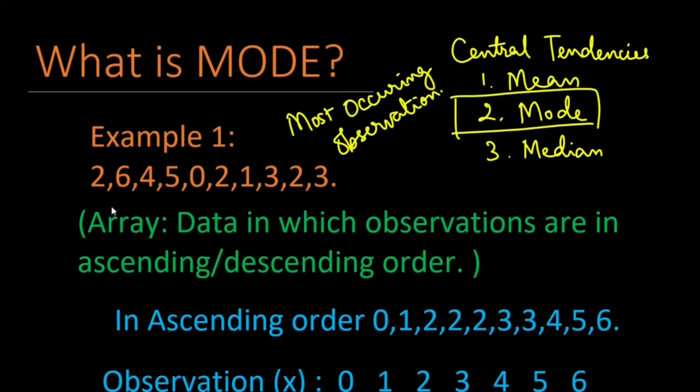Here we have an example. In this, 2 is occurring 3 times. Here, here and here. 2 is occurring 3 times. 3 is occurring 2 times. All other observations are occurring only once. So here observation 2 is occurring most frequently. 2 is occurring 3 times. So mode is 2.